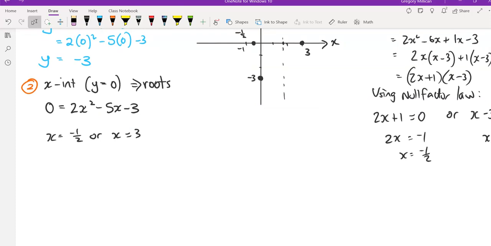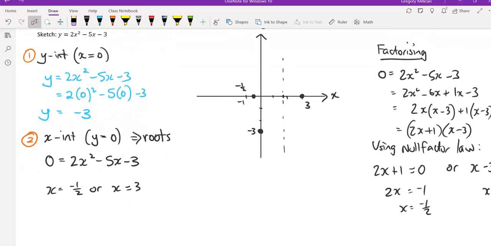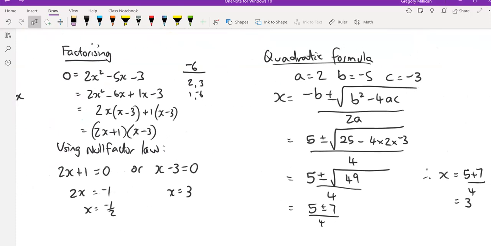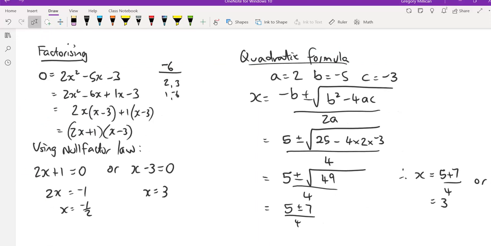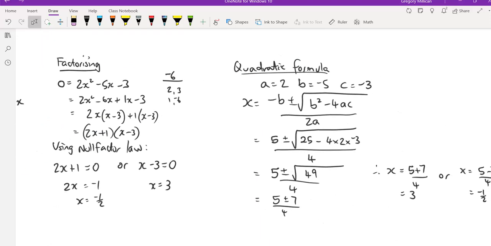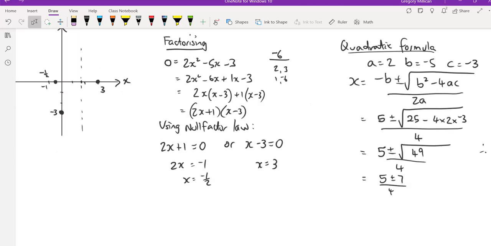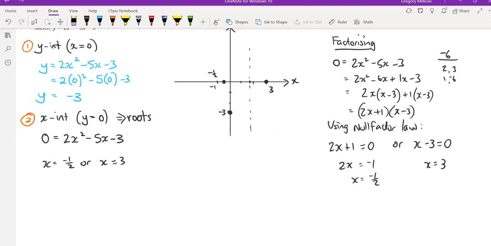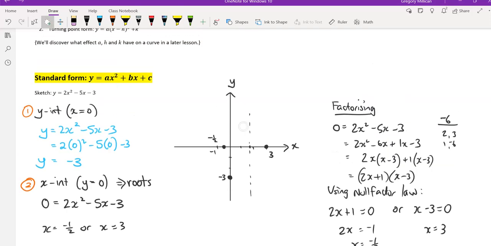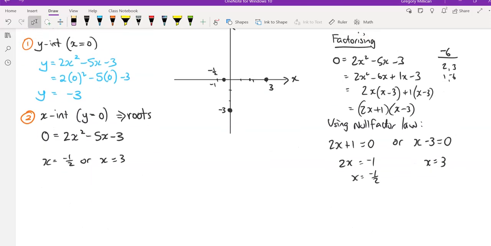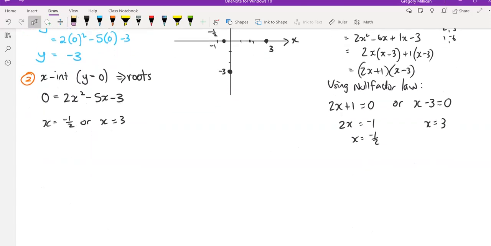So whether you choose to do your roots by factorizing, or you choose to find your roots through the quadratic formula, either way, you get your two solutions. And so we know the roots are x equals a half or x equals 3. So I've gone ahead and I have marked on the graph those 2 points. Get rid of that dotted line. Okay, so we've got those 2 points and we've labelled them on our axes.